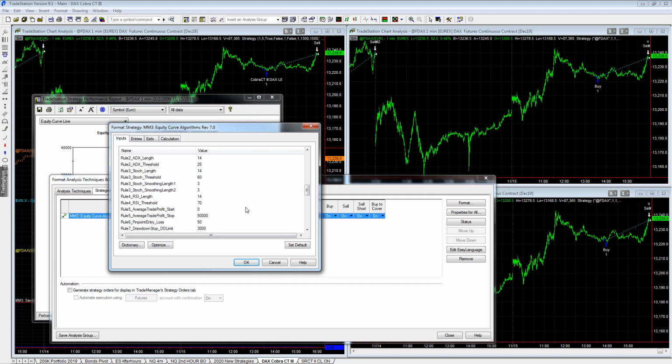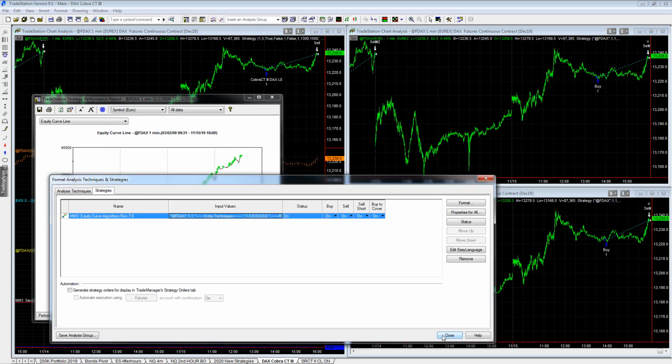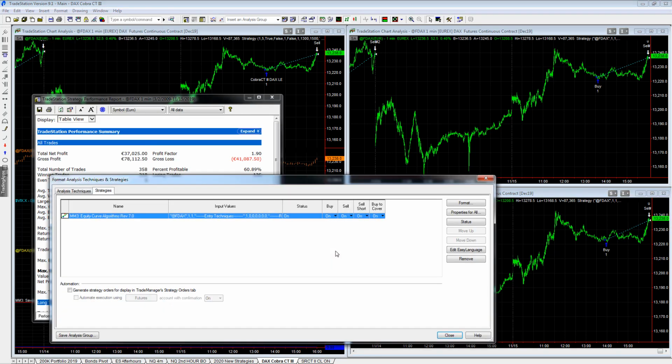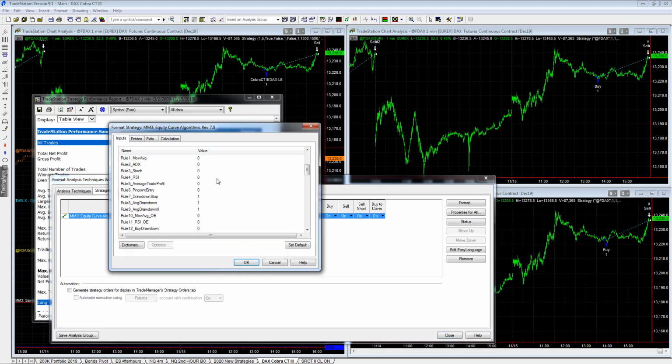And then you also have a drawdown stop. So you're buying the drawdown, but you have a drawdown stop, and that is on Rule 7, 3,000. If you go into a $3,000 drawdown, you stop and you wait for the equity curve to move up by 5,000, and so that is the setup for this. I'll show you the results again. Then we're going to remove Rule 7 so you can see the difference. So I'm going to remove Rule 7, and you can see the difference.